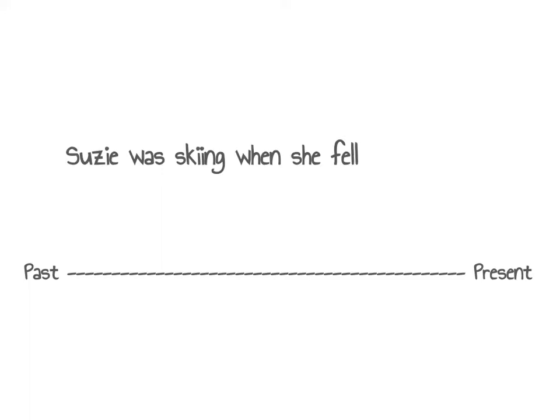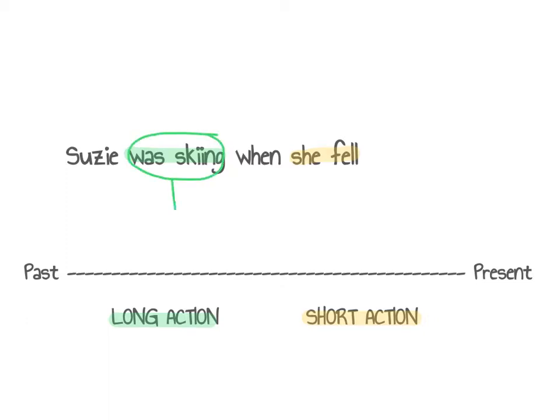Susie was skiing when she fell. Here we have two actions in the past. A long action, Susie was skiing, and a short action, she fell. We use the past continuous to describe the action in progress in the past, and we use the past simple to describe the short finished action.